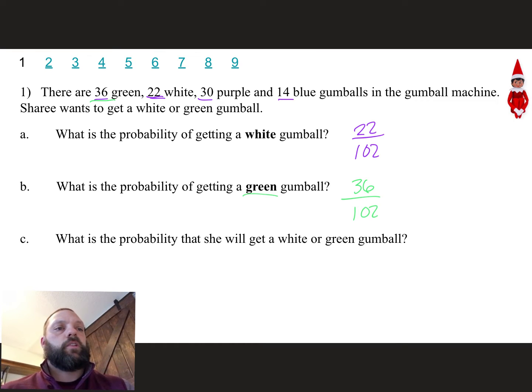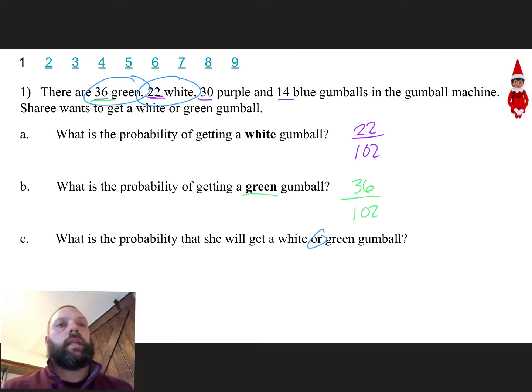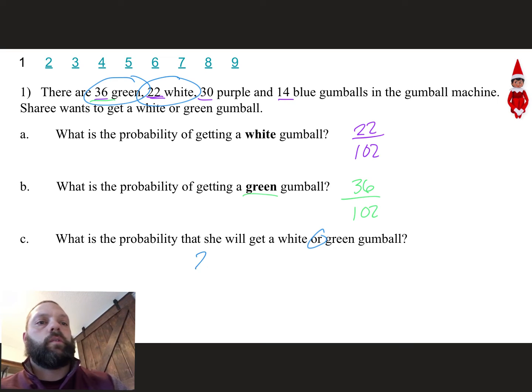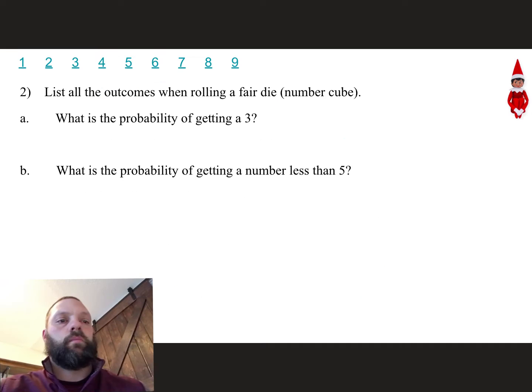What is the probability that she will get a white or green? So this is always the one that confuses people. This word or means that basically we are adding the two colors together. So we're going to look at green and we're going to look at white. When I add those together, 22 plus 36, that's going to give me 58. So I have 58 over 102.